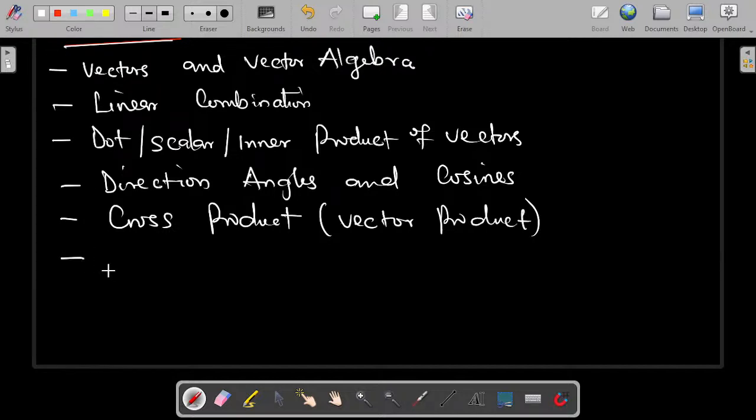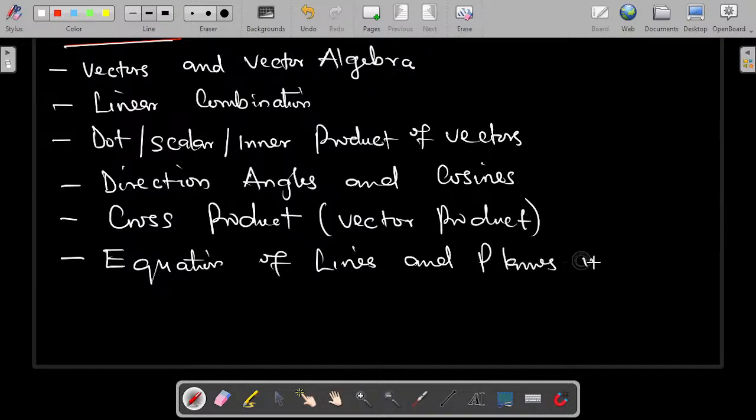And then after this, we will look at equation of lines and planes in R2. By the time we introduce the class, you will understand what we mean by R2. And then after that, we will see the other one.